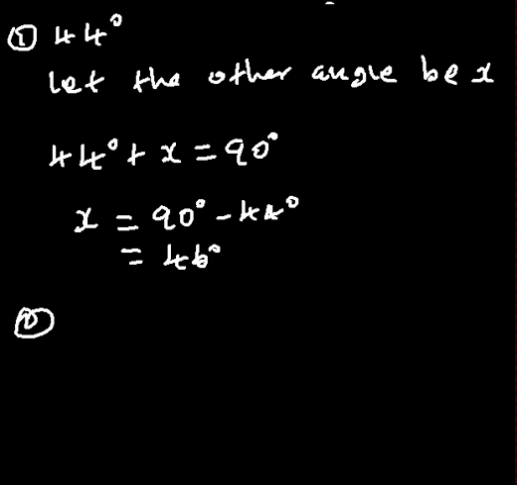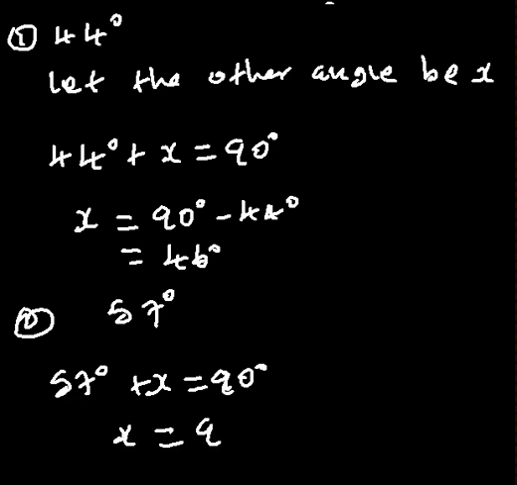And what if we have, let's say, 57? How do you think we should have that? In this case we have 57 plus x equal to 90 degrees. So x will be given as 90 minus 57. So 90 minus 57 will be given as 33 degrees. So we have 33 degrees, like that.